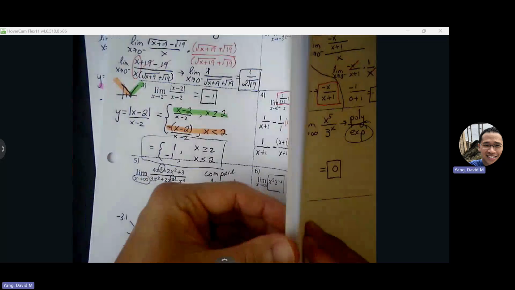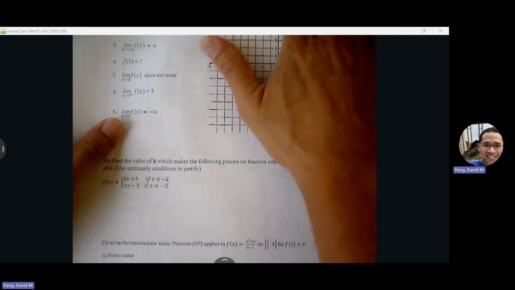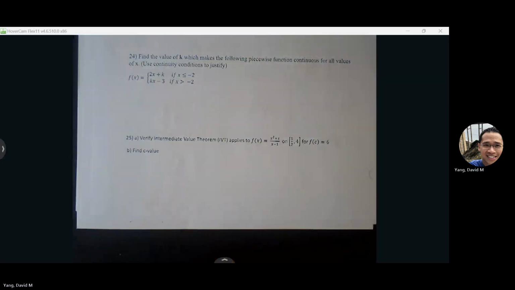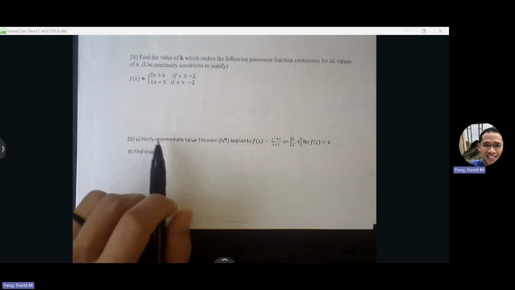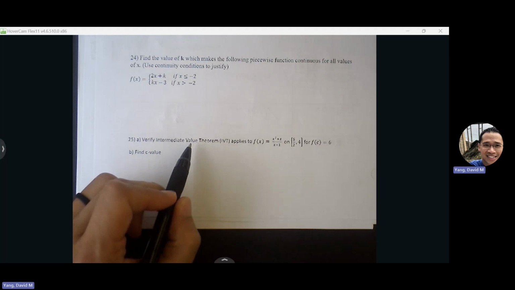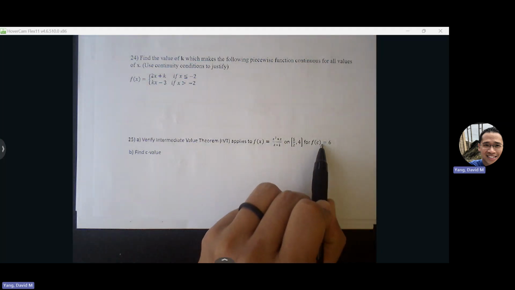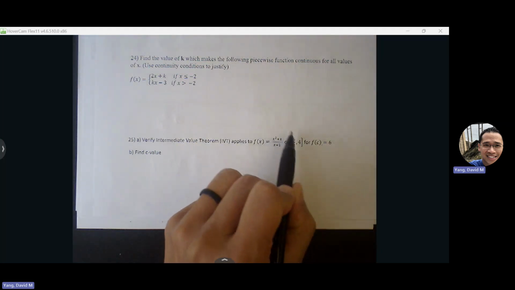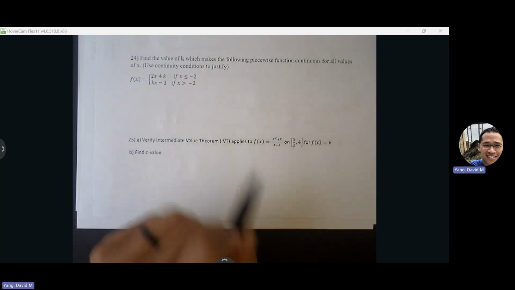Okay, there's a question about 25. So let me work through that one. Page 4. Verify the intermediate value theorem applies to the function x squared plus x all over x minus 1 on 3/2 to 4 for f of c equals 6, and then find the c value. So IVT is asking, can we guarantee this y value of 6 somewhere along this interval? And we want to go through our conditions.